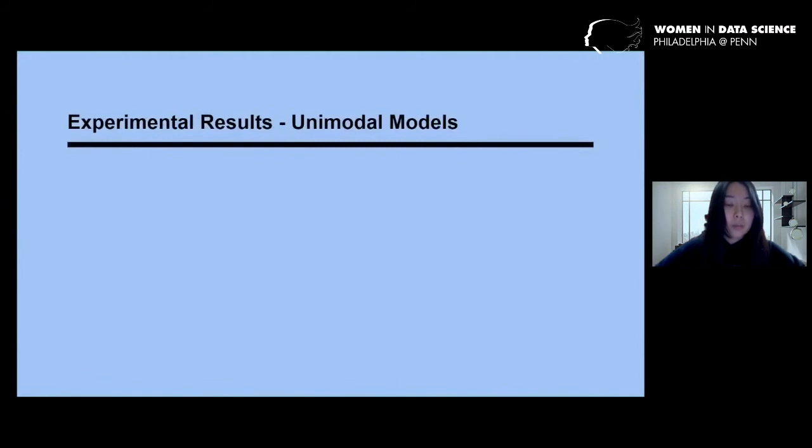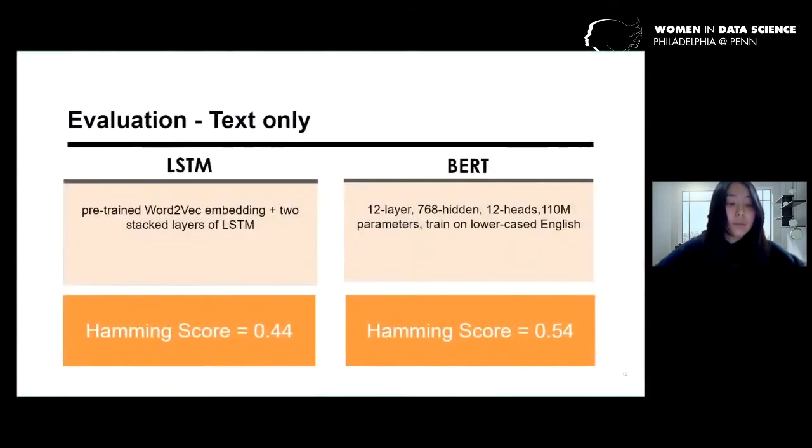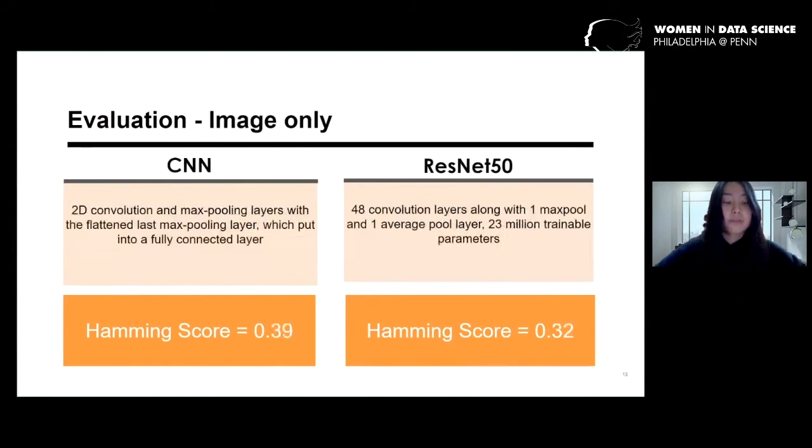I will talk about unimodal models. For the LSTM model, the movie description text sequence is put into an embedding layer, which is the pre-trained word2vec embedding. Two layers of LSTM were stacked and put into a fully connected layer with sigmoid activation. For the BERT model, BERT base cased was fine-tuned on movie descriptions, and we took the first output of the final layer of the BERT model, which was fed into a classifier with sigmoid activation. LSTM had a value of 0.44 and BERT had 0.54. BERT had a better performance to classify movie genres based on movie description.